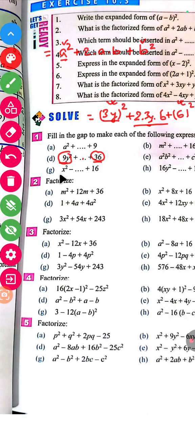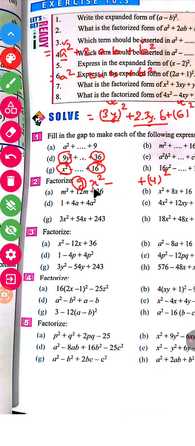Similarly, when we see down, we have x square minus, which means (a minus b) whole square. The formula will be a square minus 2ab plus b square. So same thing, we need to make a square form of the first term and the last term. So in question number G, what do you see? The first one is already done for you, it is already in its square form. And the last one, 16, you will change into square form. 16 is the square of 4.